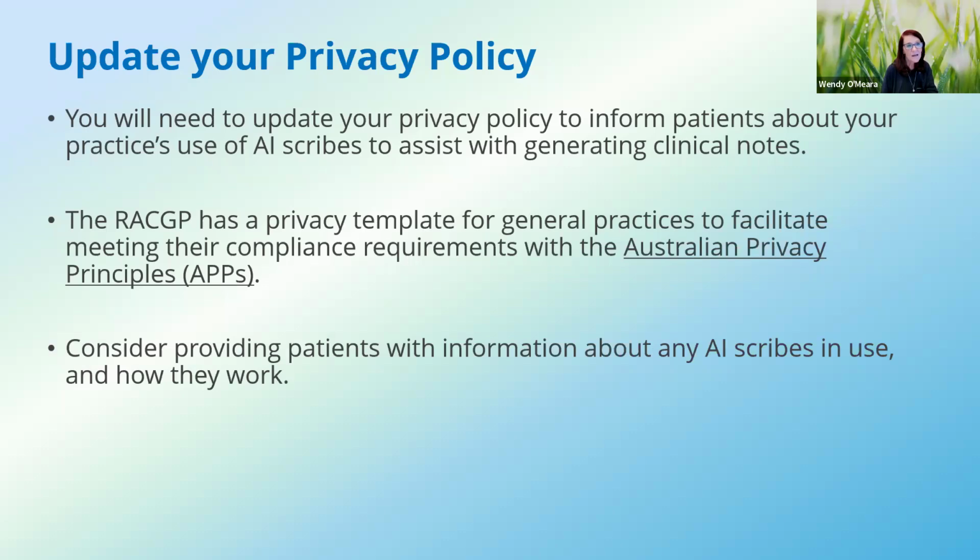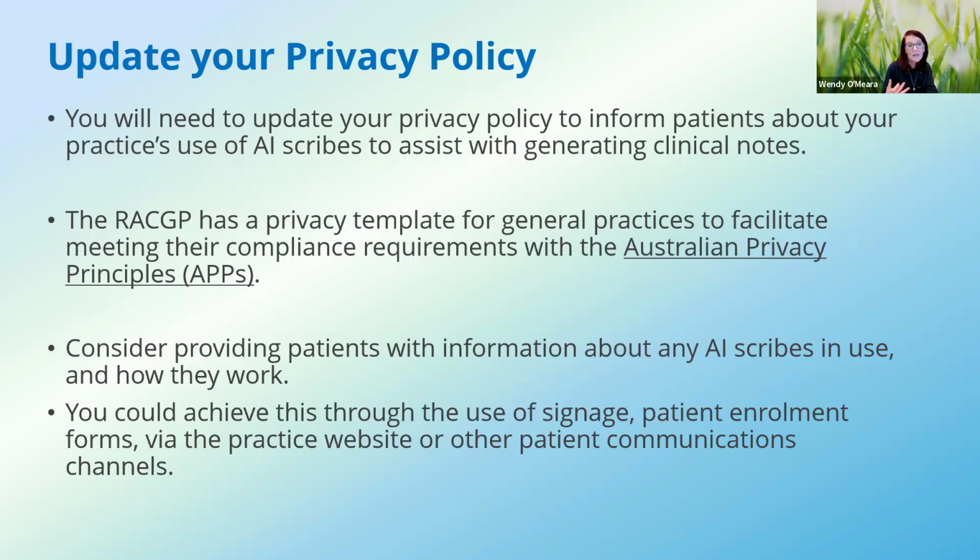Consider providing patients with information about any AI Scribes in use and how they work. And of course, you could achieve this through signage in your practice. On the patient enrollment form, you can put a tick box that says, we use AI transcription services. Do you consent to this? And you've already got their consent at the first point of call when the patient first becomes a patient with your clinic. And you can do things like a HotDoc broadcast where you send out information to patients. We are now using AI Scribe to allow our GPs more time to spend face-to-face with you. Please let the doctor know if you don't want to participate. So lots of ways you can do that.